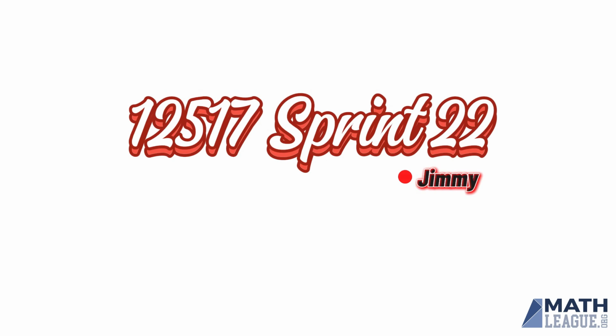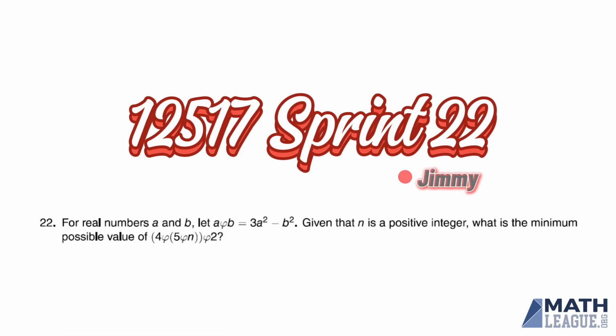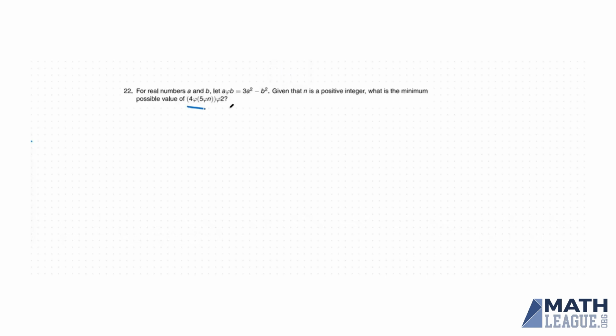This is another question from the sprint round talking about this weird function phi and its properties, right? So for real numbers a and b, let a phi b be 3a squared minus b squared. Given that n is a positive integer, what is the minimum possible value of 4 phi (5 phi n) all phi by 2?